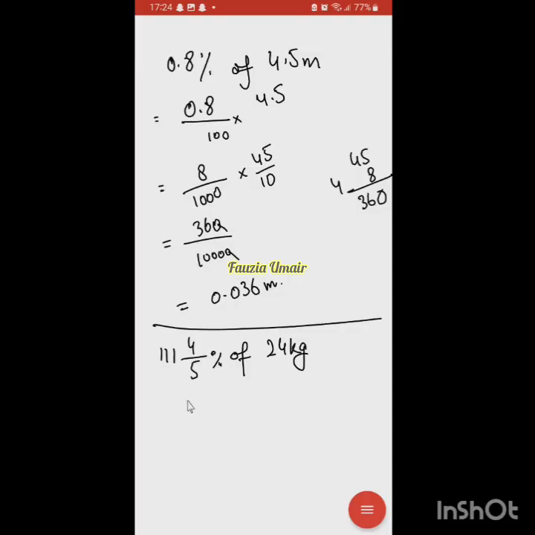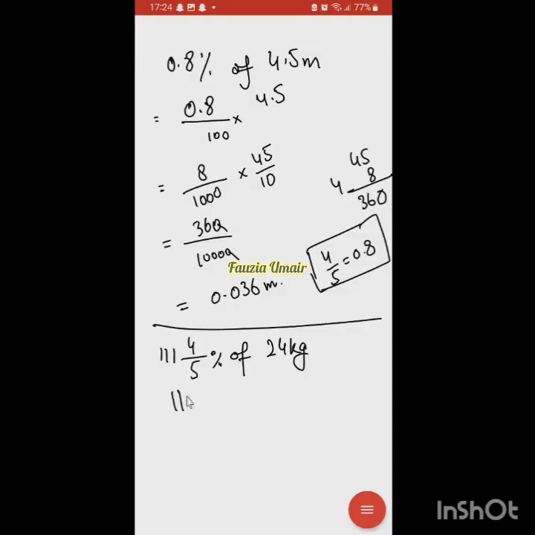Now see how we can write this. 4 by 5 in decimal form, what is 4 by 5? 4 by 5 is 0.8. If we convert this, 4 by 5, what is the answer? 0.8, right? Is it making sense? 4 by 5 is 0.8.